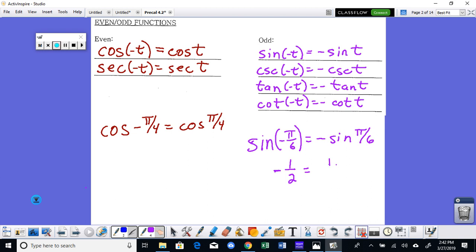So the sine of negative pi over 6 is equal to the negative of the sine of pi over 6. Even and odd functions.